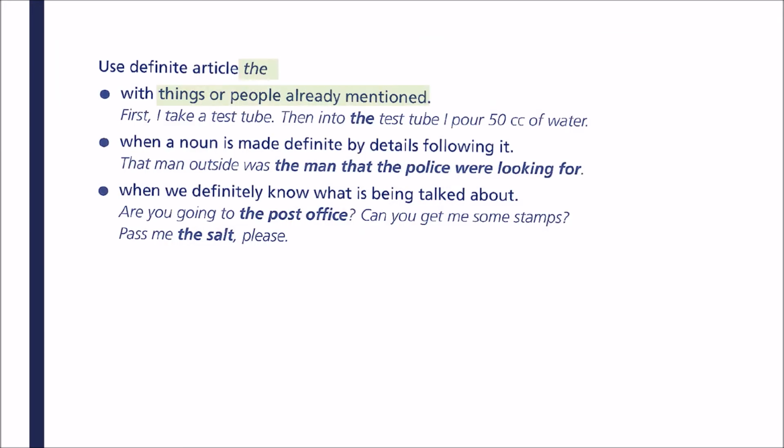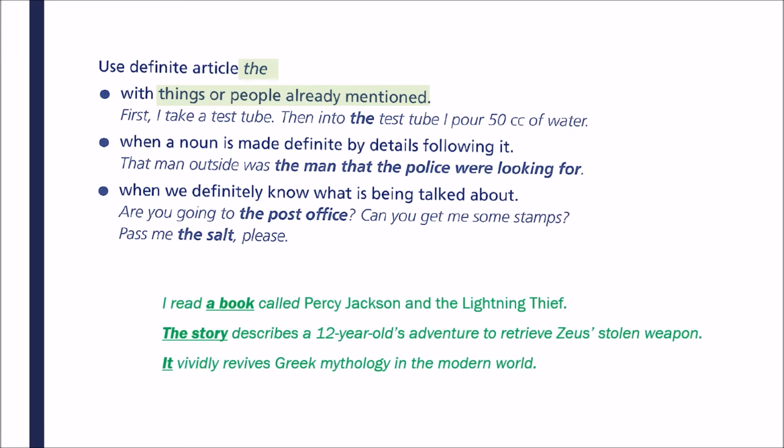We use the definite article the to refer to things or people that we've already mentioned. If we've introduced the things or people, and we want to refer to these particular things or people again, we would use the article the. It is a similar idea to the case of defining relative clauses that we've talked about. Here are 3 sentences to help you understand the difference between a and the.